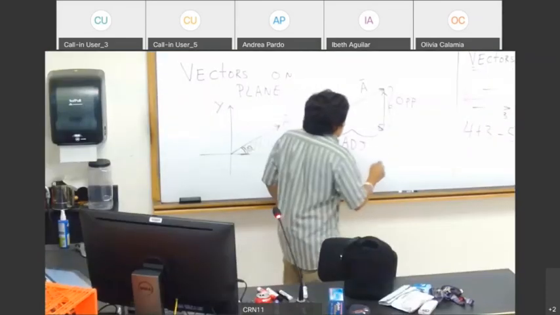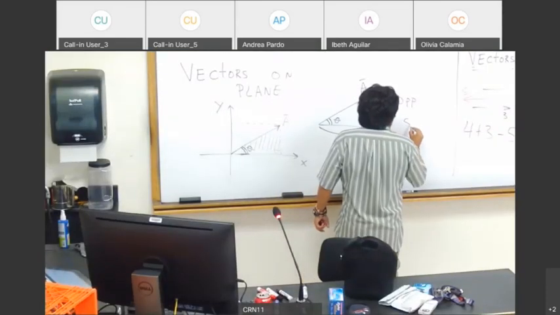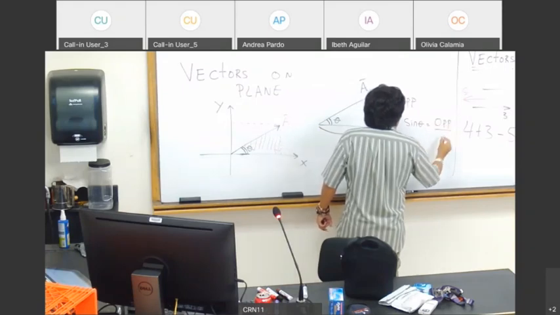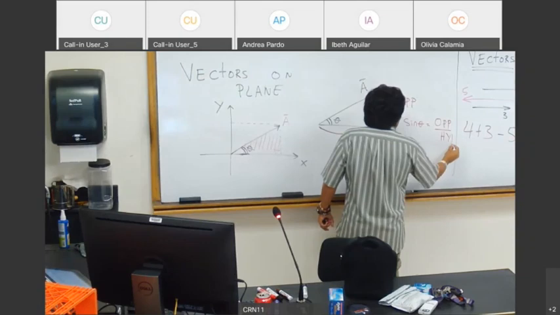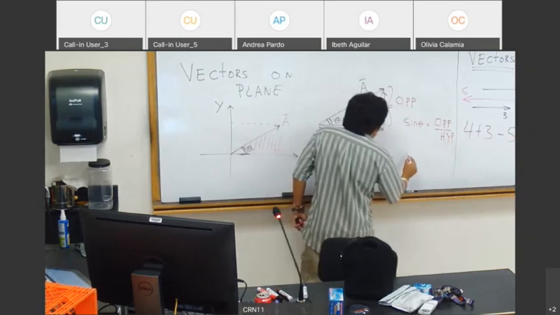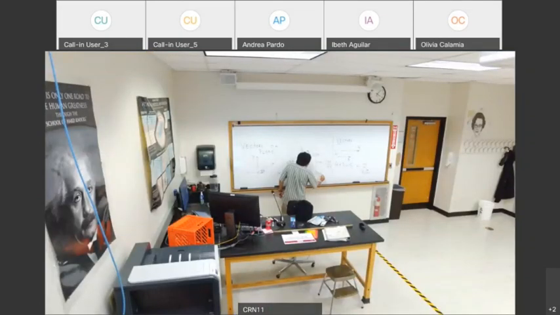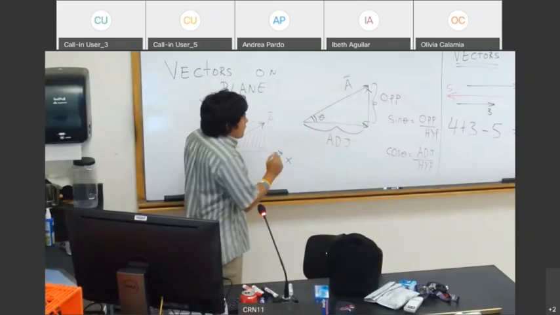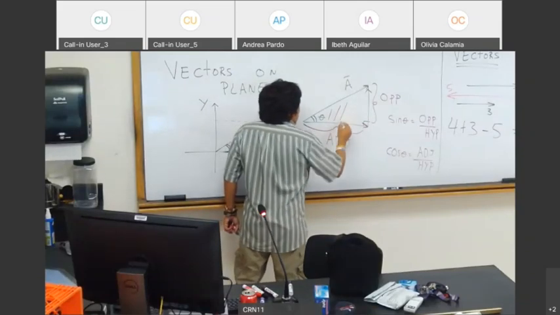What you need to remember is this. The sine of theta is the opposite over hypotenuse. And the cosine is the adjacent over hypotenuse. These are mathematical definitions that work only on right triangles.